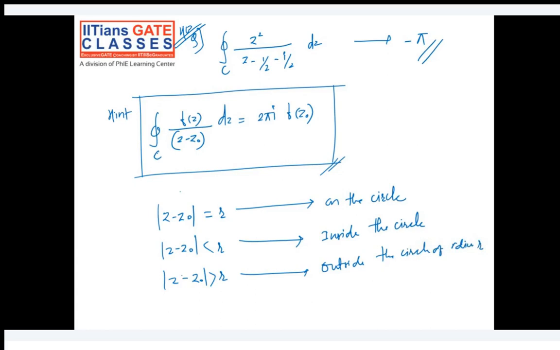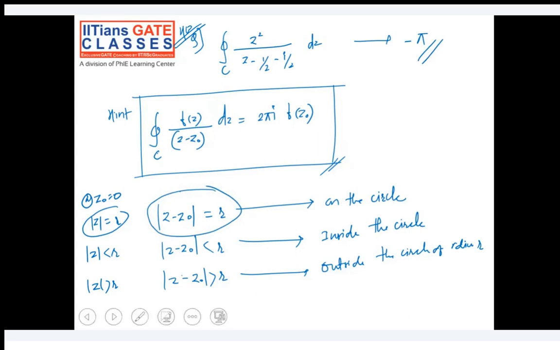If z naught is 0, this formula will become mod of z equal to r, mod of z less than r, mod of z greater than r. These are the equations of a circle with the center as the origin, and the earlier ones are the equation of a circle with the center as z naught. I hope you are getting it. So based on this, we have some questions.